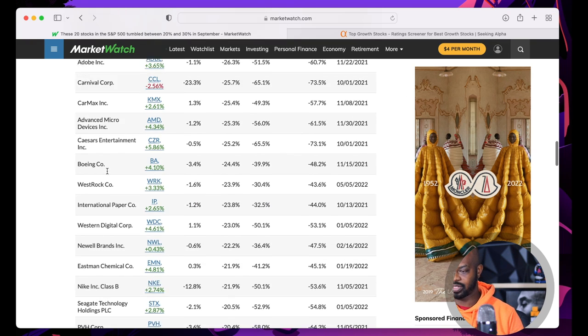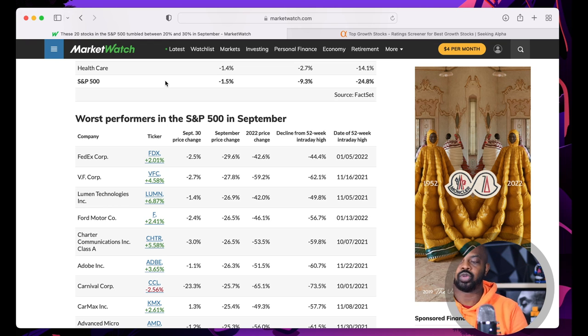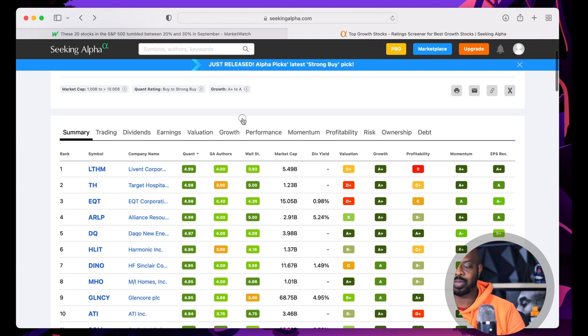And you can check some other things out. Now, the next thing I do is use Seeking Alpha. Seeking Alpha is a platform that lets you do deep analytics on stocks. And this will help me to pick my winning stocks.